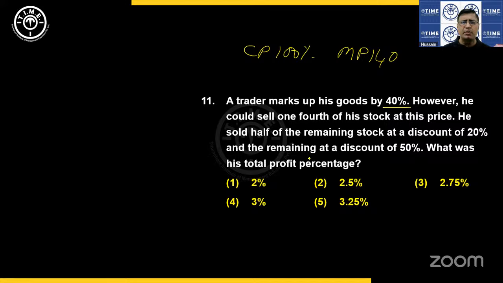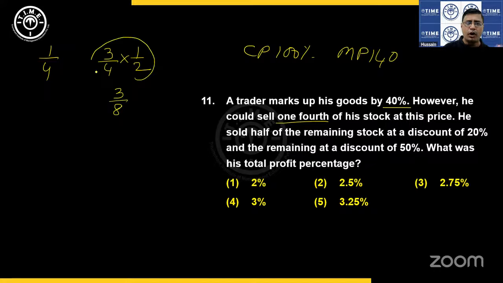Dear students, remember one simple logic here. 1/4 sold, remaining is 3/4. In that, half means 1/2. Now 3/4 times 1/2 is 3/8. This part is equal to 3/8. What about the remaining part? Remaining part again 3/8.